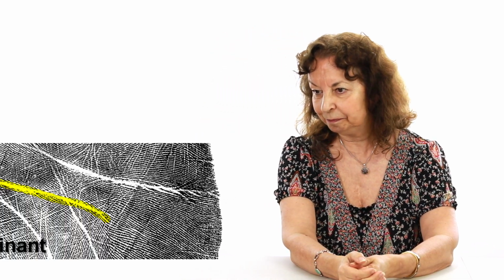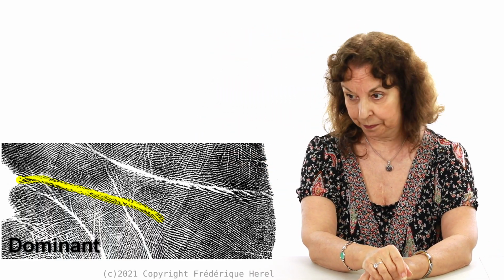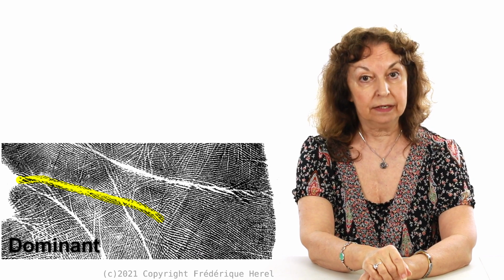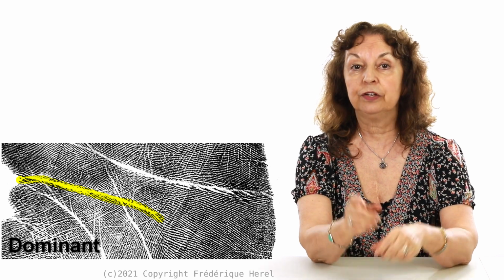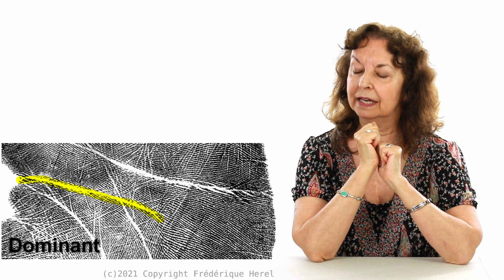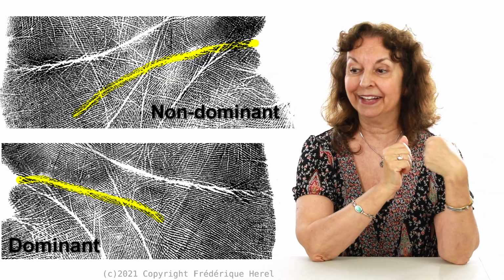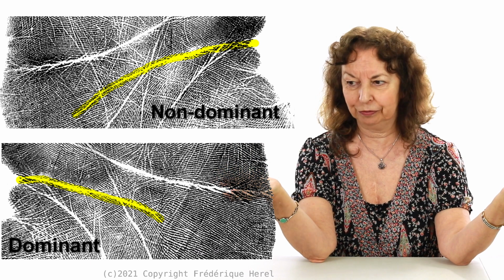Now in all those cases, the dominant is going to be the right hand and the non-dominant is going to be the left hand. So first, let's look at Felicia. As you can see, on her dominant hand, Felicia has a very short and straight line. And on her non-dominant hand, she has a long, curved, and beautiful line.